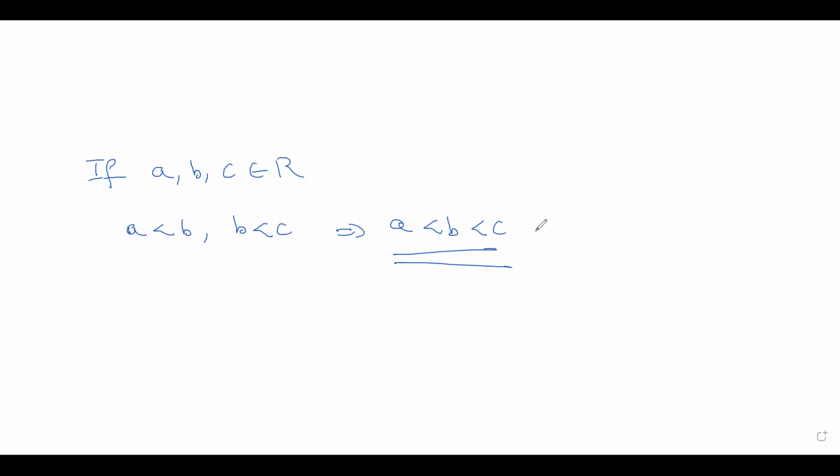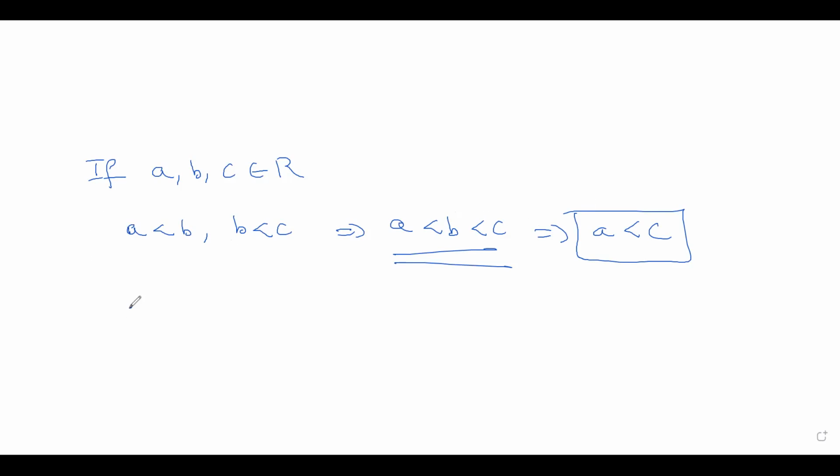In fact this holds for any kind of real numbers. Suppose you take any three real numbers A, B, C belonging to R. If A is less than B and B is less than C, you can always say that A is less than B and less than C, which always implies A is less than C. So that's how it's called a transitive relation, the less than.